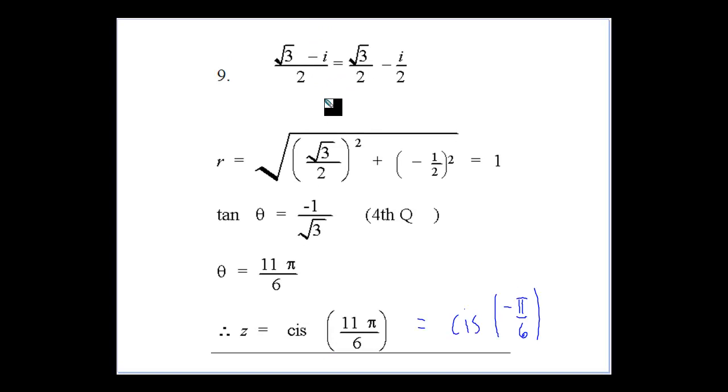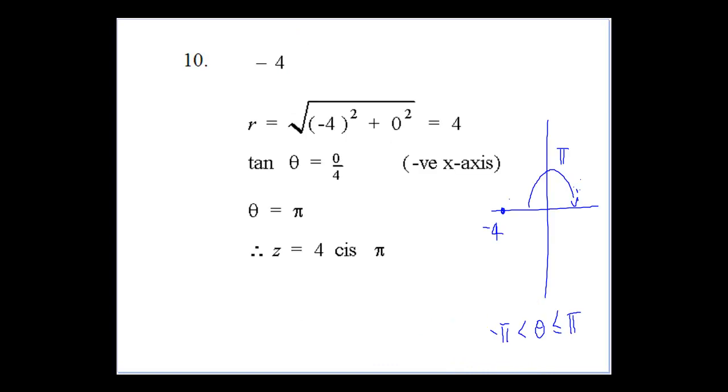Question 9, again, split this up, and so we get root 3 on 2 minus a half i. Do the substitution, we get 1 as our modulus again, and we're in the fourth quadrant because it's a positive real and then a negative imaginary number. Inverse tan of 1 on root 3 would be pi on 6, so theta is equal to 11 pi on 6 in the fourth quadrant, or minus pi on 6. So that would be our angle there.